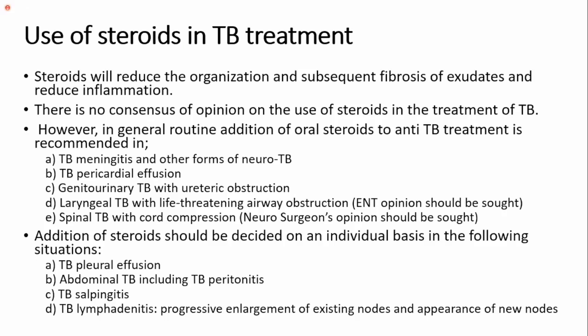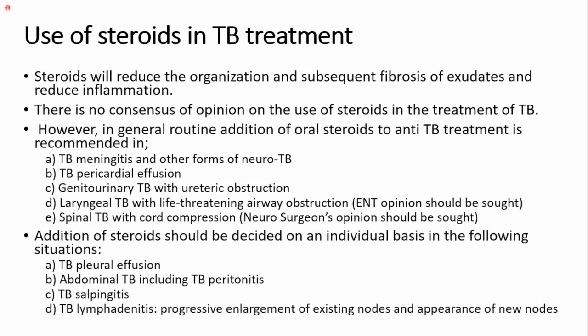And if there is TB pericardial effusion, if you have genitourinary TB, if you have laryngeal TB with life-threatening airway obstruction, after ENT opinion, we can use it. And even spinal TB, if there is evidence of cord compression due to spinal tuberculosis, your spinal cord is compressed, after neurosurgical opinion, you might use steroids.